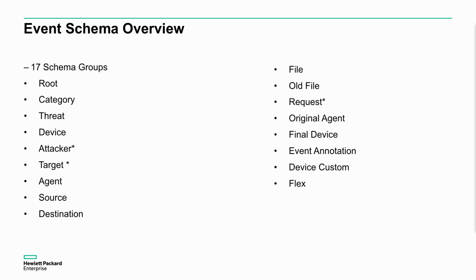We have event annotation, which refers to the ability to annotate the event individually. So as an analyst, you can sit there and say, I've observed this, and make changes and update the event accordingly. And then finally, the last 2 are device custom and flex. They refer to flexible fields that we can use to map data that doesn't match any of the other schema groups.